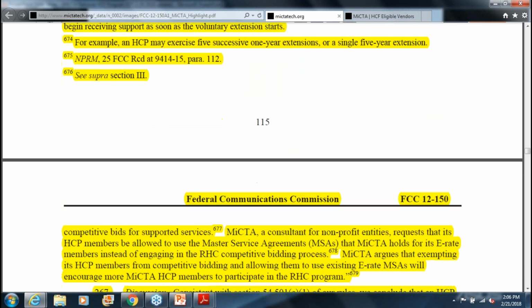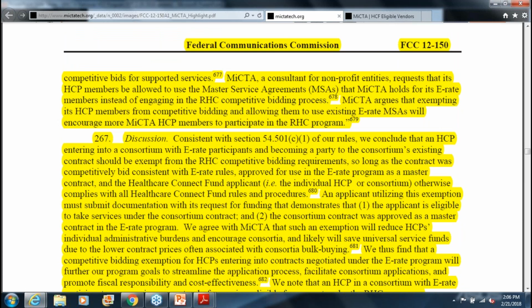And we'll scan down, and I guess the real important part here is, if we go down to discussion at 267, you can see that consistent with their rules, the FCC concluded in this order that an HCP entering into a consortium with E-rate participants and becoming a party to the consortium's existing contract should be exempt from the RHC competitive bidding requirements, so long as the contract was competitively bid, consistent with the E-rate rules, which MiCTA does on the E-rate side, approved for use in the E-rate program as a master contract, and the Healthcare Connect Fund applicant, the individual HCP or consortium, does comply with all Healthcare Connect rules and procedures.